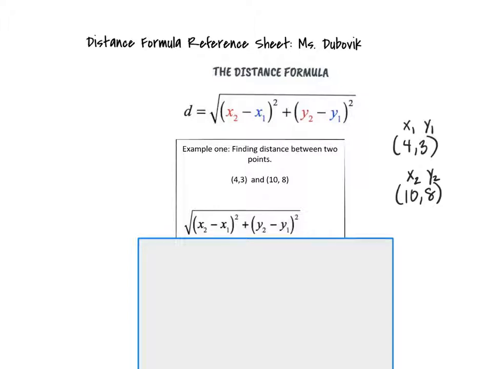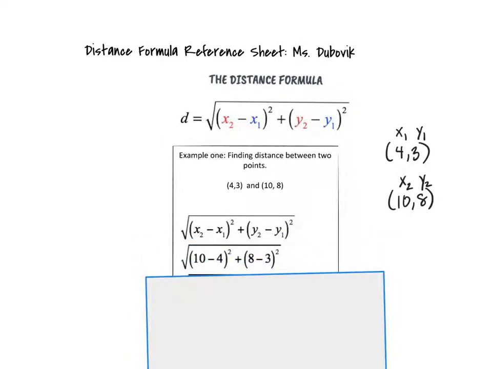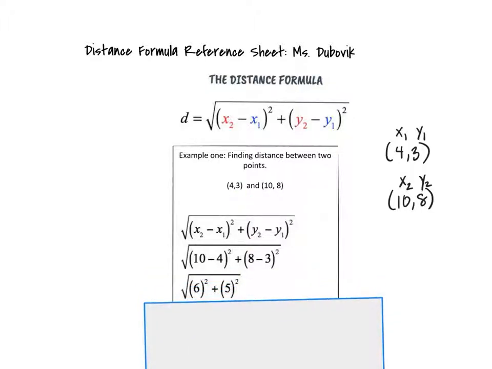So when you plug everything into the formula, what you end up having is your 10 minus 4, so your x's, second x minus the first x, and then your y values you subtract as well, 8 minus 3. Then as you can continue on, you're just kind of cleaning it up step by step.